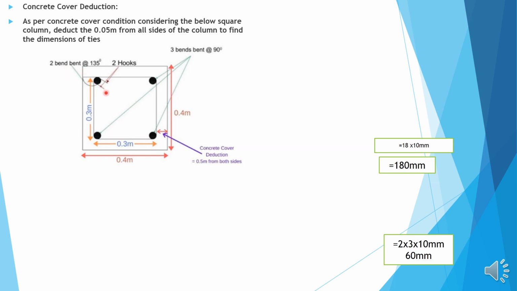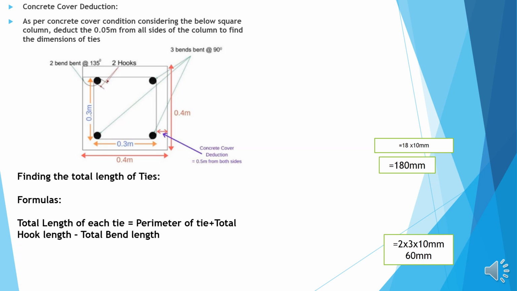Here you can see two bends of 135 degree. This is one bend and this is another bend. There are three bends of 90 degrees: 1, 2, 3. This is the concreting cover.